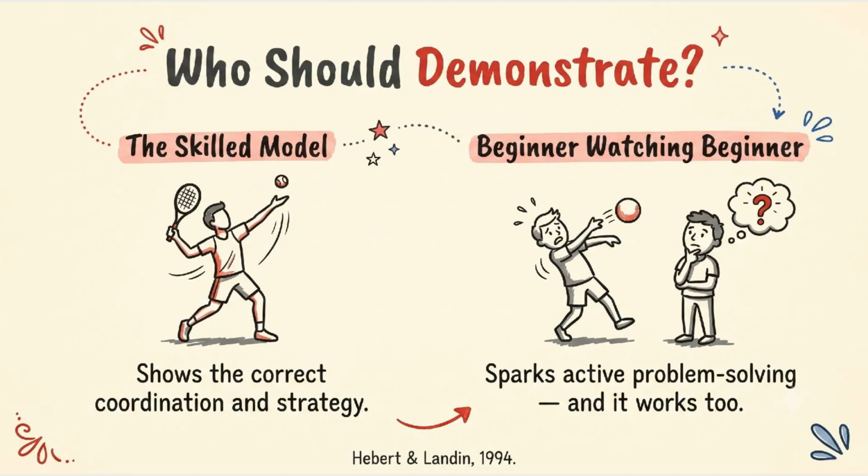The practical tool is dyad practice. Pair people up. One performs while the other observes, ideally with a checklist of key points. Then they swap. Both the doer and the watcher learn. So who demonstrates isn't only the expert. Sometimes a fellow beginner, errors and all, is exactly the right model, because watching someone solve the problem can teach more than watching someone who has already solved it.